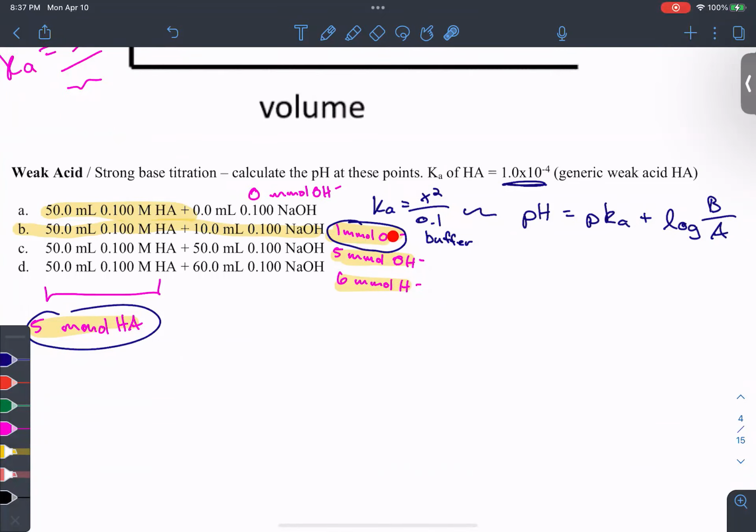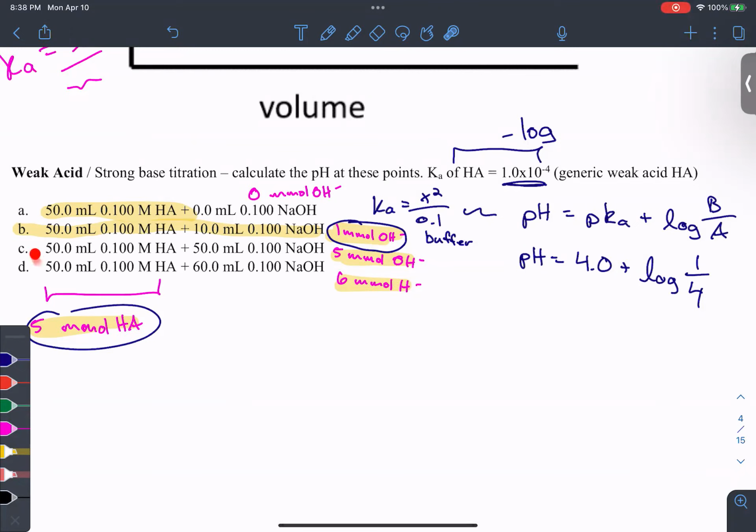So if we actually wanted to do Henderson-Hasselbalch on part B, the pH would actually be 4.0, that's what pKa is, if you take the negative log of that Ka value, plus log 1 over 4. Because after this neutralization reaction, how much HA is left? 4 millimoles, while 1 millimole of it is converted to A minus, the conjugate base. Yeah, so that's what the pH would be.